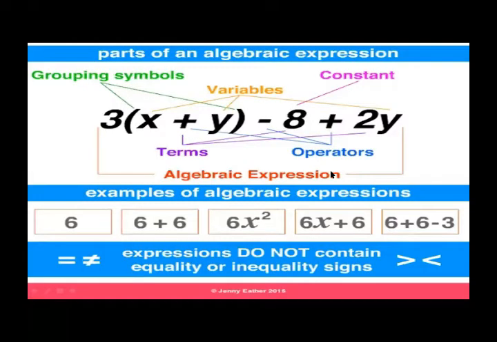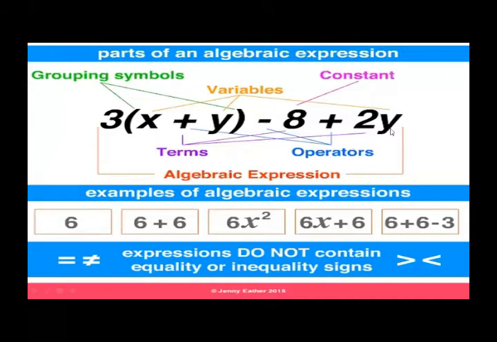Now we see what the parts of an algebraic expression are. There is one complete example, 3 into x plus y minus 8 plus 2y. We see 3 is multiplying x plus y. Here there are two variables, so they are enclosed in brackets, and brackets mean multiplication. So x and y are the variables. Then we see a minus sign, and after the minus sign there is 8, and 8 is the constant. Then a plus sign, and after the plus sign we have 2y, and here 2 is the coefficient and y is the variable.